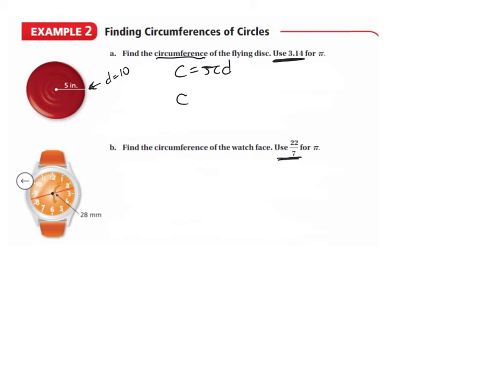Okay, so circumference is equal to pi, which is 3.14, times 10. I didn't have my calculator out, but that's okay because I know that anytime I multiply by 10, I just move the decimal 1 to the right, so I get 31.4. And that is the distance around this circle over here.